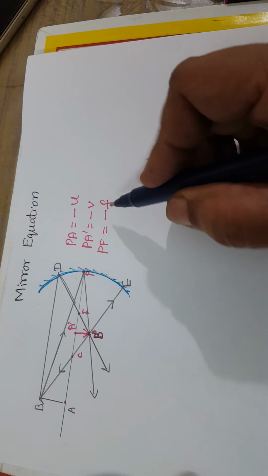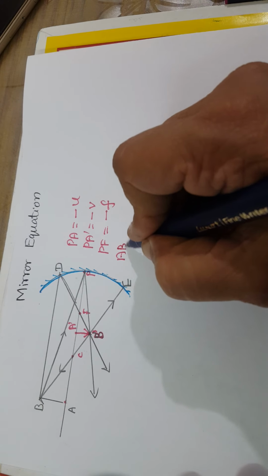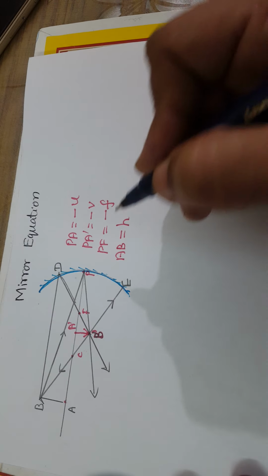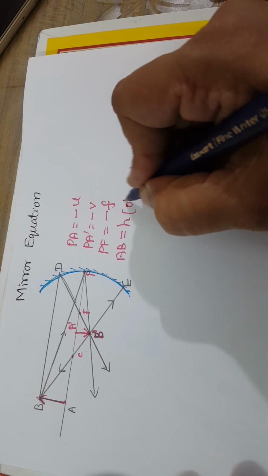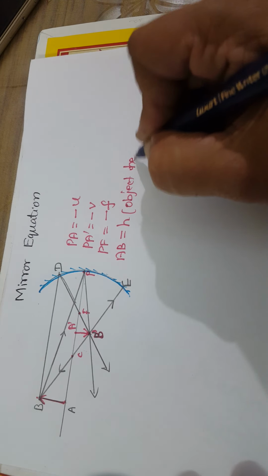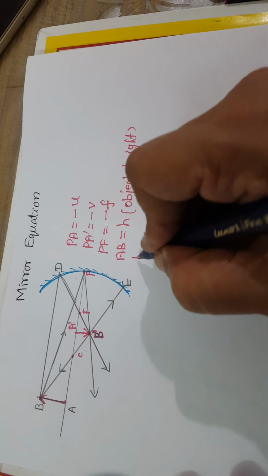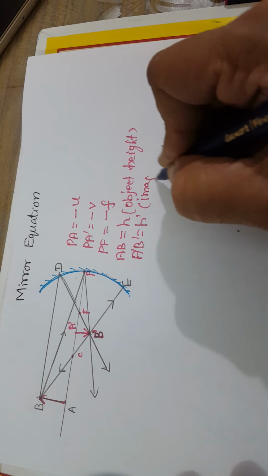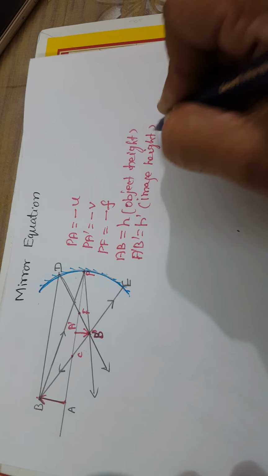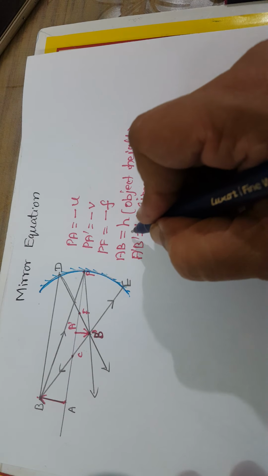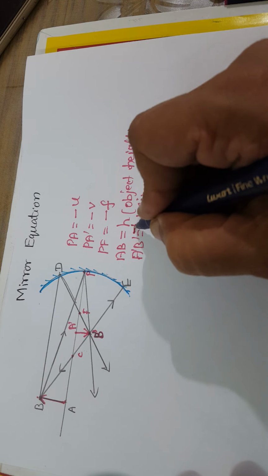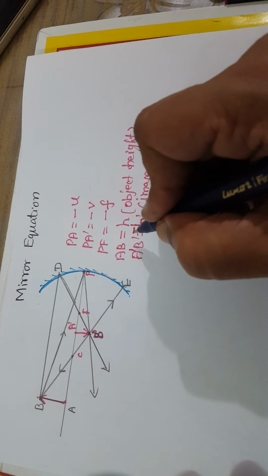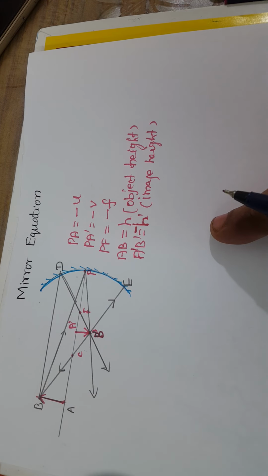So that is minus f. And AB is the height of the object represented by the letter h, which is along the positive y-axis. You can see this is along the positive y-axis. And what is A dash B dash? That is nothing but h dash, the image height. You can see the image is along the negative y-axis, so the image height is minus h dash. All these things should be noted, right?